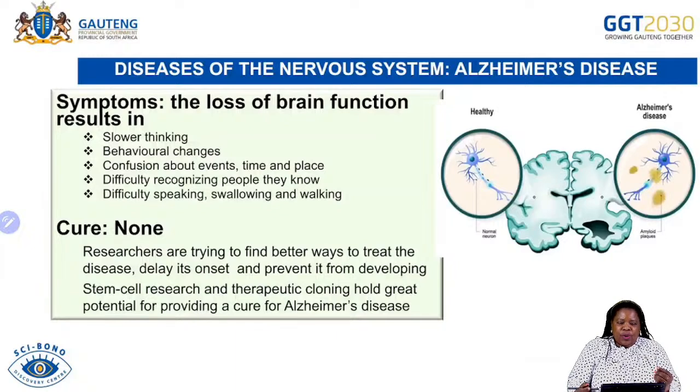The other disease, okay, disease of the nervous system symptoms. How do we see that this person has got Alzheimer's disease? Slower thinking, behavioral changes, confusion about events, time and place. You wake up, you tell yourself it's day, only to find that it's night. Okay, I'm just wrapping up for 1 minute. Cure of AD: there's no cure for the disease at the moment.